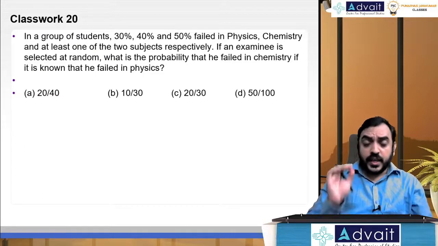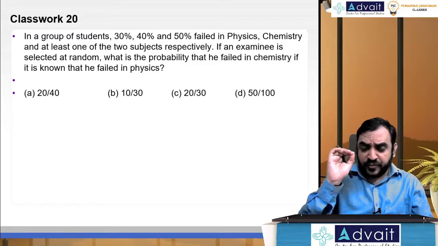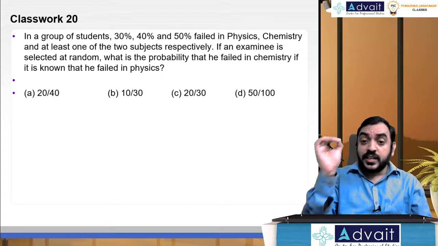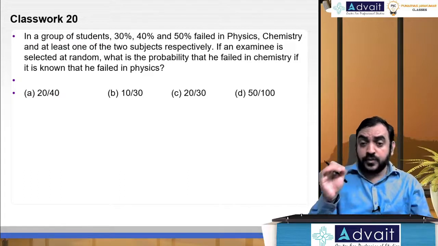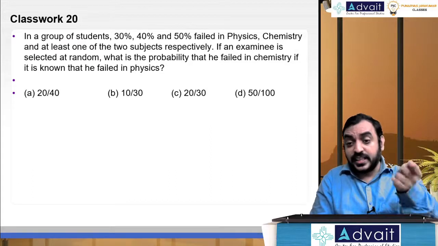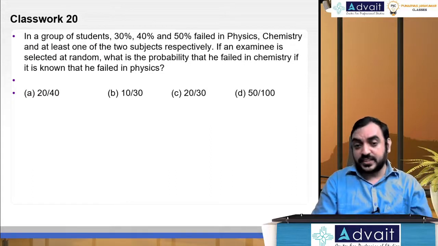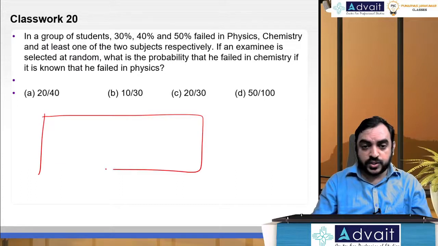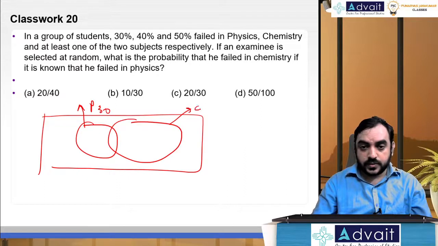Same question. In a group of students, 30, 40, 50% failed in physics, chemistry, and at least one of the two subjects respectively. If an examinee is selected at random, what is the probability he failed in chemistry, given that he failed in physics? Can you try? I'll put the box once more. This is physics, which is 30. This is chemistry, which is 40. This intersection we calculated, 20.